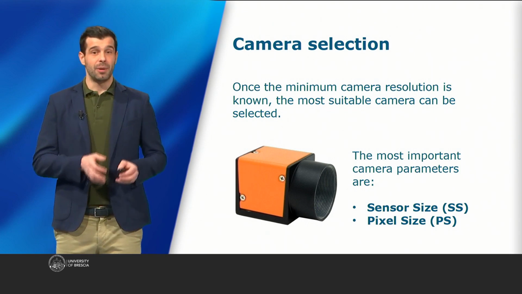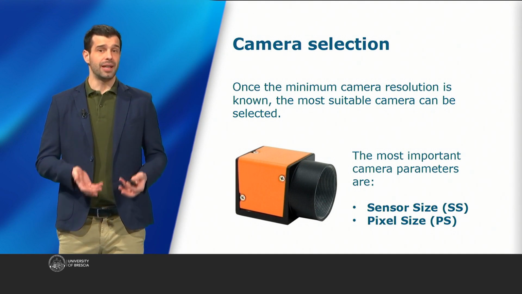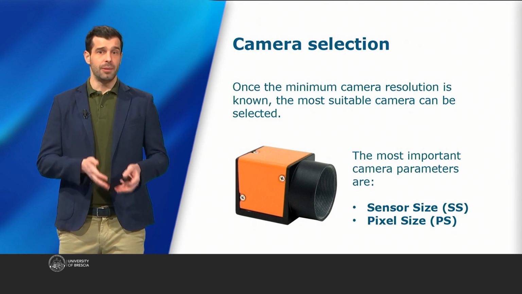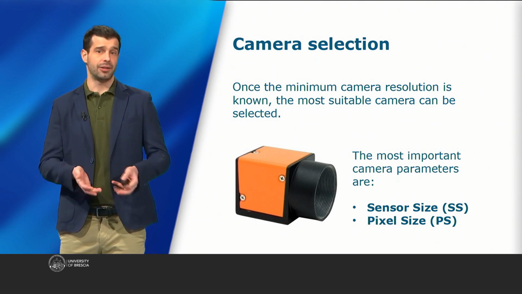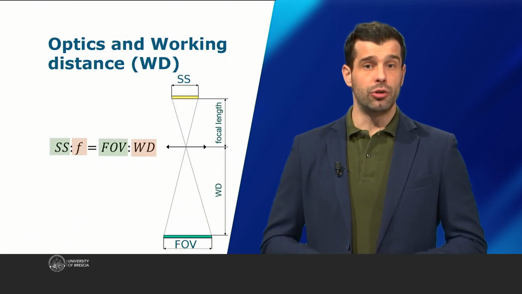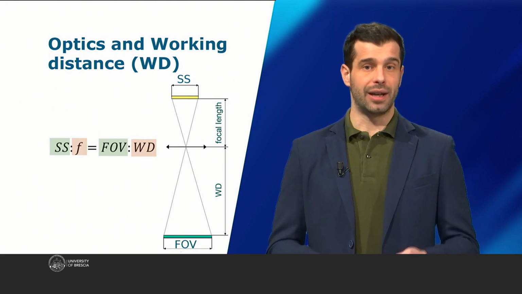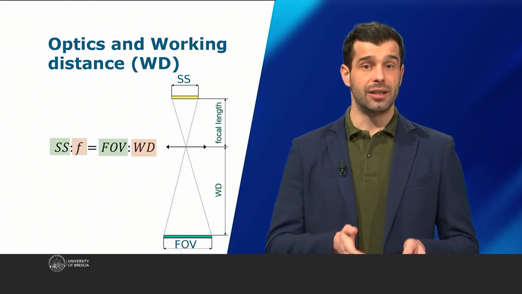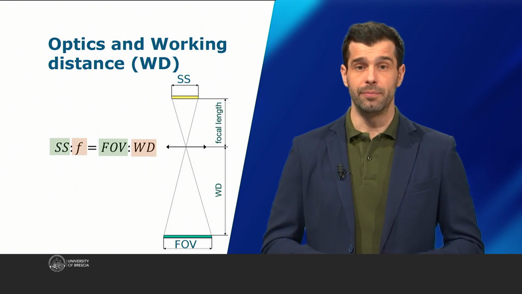Now that I know the minimum resolution of the camera, I can choose the most suitable model from the various manufacturers. Once I've chosen the model, I note down the most important parameters, which are sensor size and pixel size. At this point, we only have the last two parameters left to choose. The focal length, and therefore the lens to mount on the camera we just selected, and the working distance, which is the distance at which I'll need to place the object to get the desired field of view.